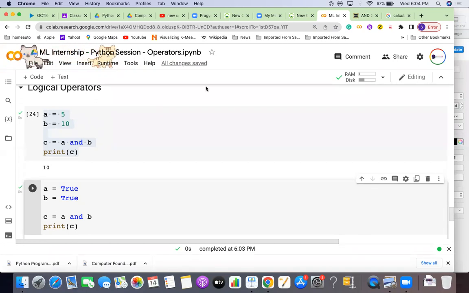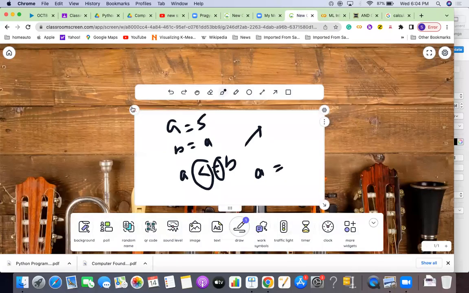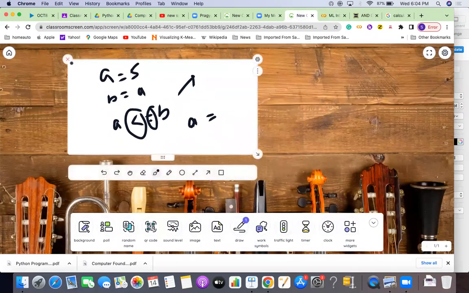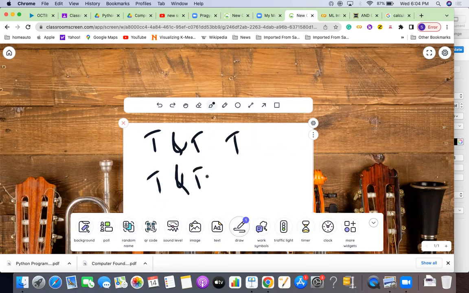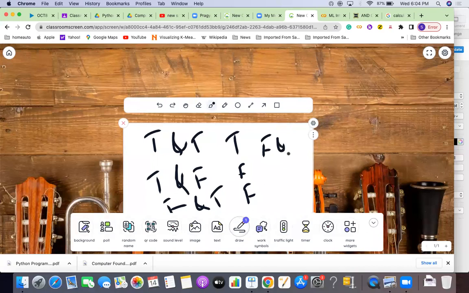Okay, what is and? You know AND gate, correct? What is the truth table of and? True and true gives true. True and false gives false. False and true gives false. False and false gives false, correct? Yes, sir. So this is and.